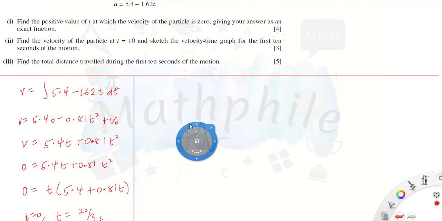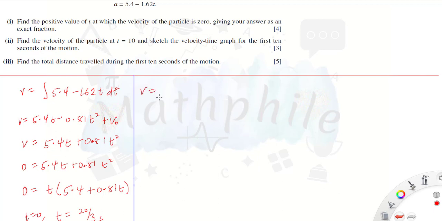The next one says: find the velocity of the particle at t is equal to 10 and sketch the velocity-time graph for the first 10 seconds. This is interesting. Any ideas as to how to do this? I think this one is easy. When you have the velocity function already and we're given the time, I can just substitute in and get the velocity.